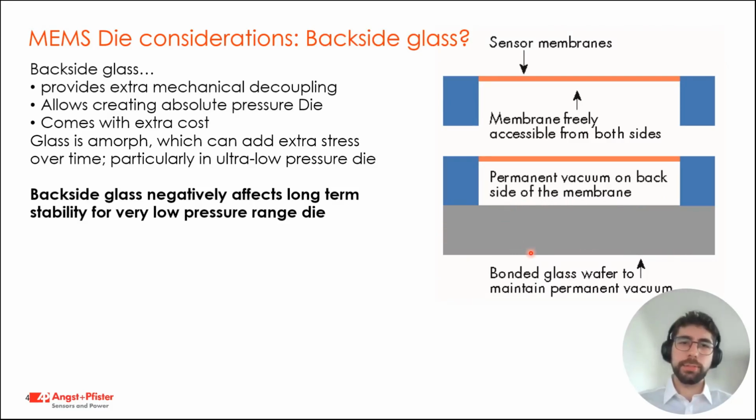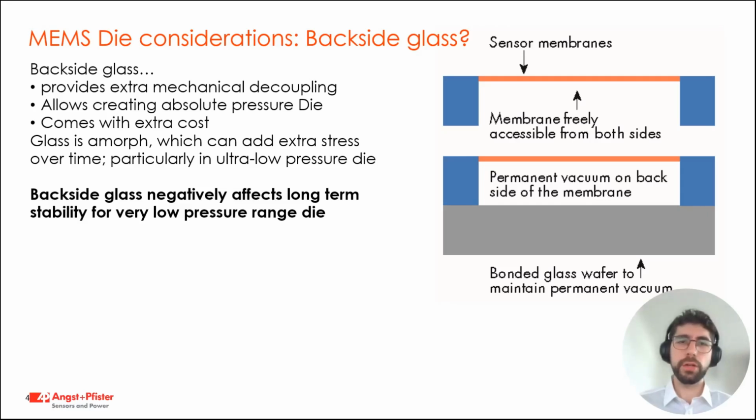Such a glass is bonded onto the silicon wafer using an anodic process. First of all, a backside glass enables manufacturing an absolute pressure die. For this, the backside glass is bonded onto the wafer under vacuum conditions. This results in a membrane that permanently has a vacuum on its backside, which enables it to reference the measured pressure against zero. It is useful, for example, in barometric applications.